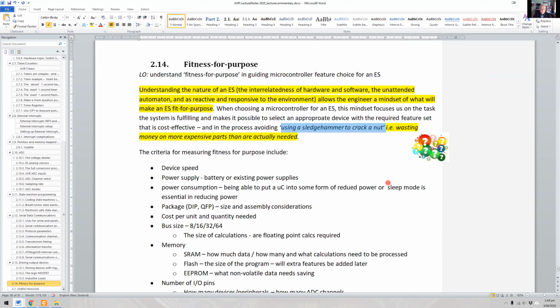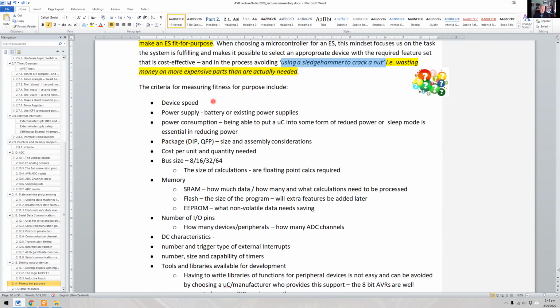And there are many different features in the microcontroller for you to choose from. And I've just listed a number of these here. The microcontroller can run at different speeds. In fact, the AVR is limited to about 20 megahertz, but there are other microcontrollers that can run much faster. So if you need a faster processing speed, then buy a microcontroller that will work at a much higher speed. The power supply connections, typically these devices run off a battery or some sort of power supply. If you're running off a battery, then the really important thing is power consumption. And it's often useful to be able to put your microcontroller into some form of reduced power or sleep mode.